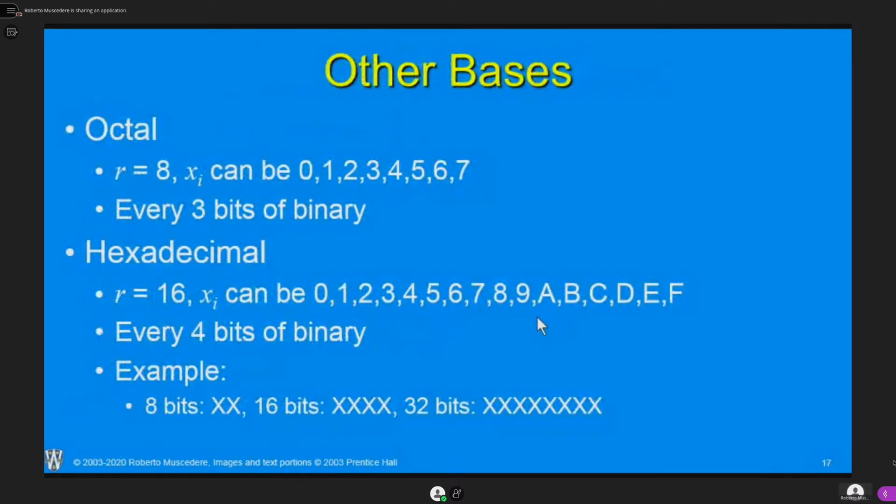Okay, someone just has the question, can you elaborate why 8 bits is 2 X's? Okay, so every 4 bits of binary is 1 hexadecimal value because R is 16. And I'll show an example again on the next slide. So if every 4 bits of binary is 1 hexadecimal digit, so if I have an 8-bit number, I should require 2 hexadecimal digits.